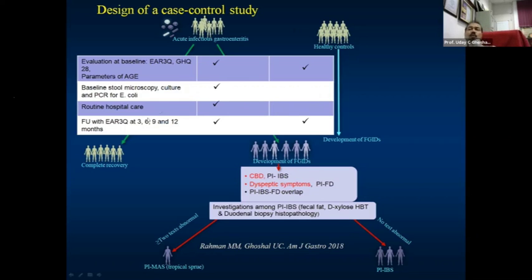And then we followed them up with the ER3Q, these are functional GI disease questionnaires, at 3 months, 6 months, 9 months, and 12 months, both in acute gastroenteritis patients and healthy controls.